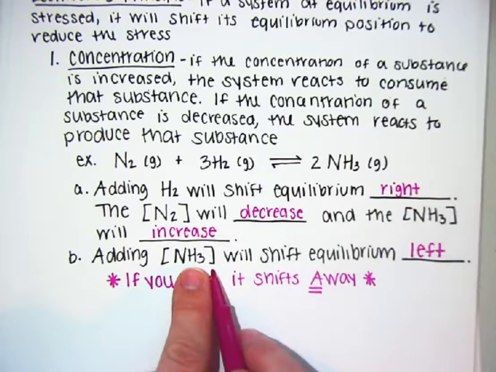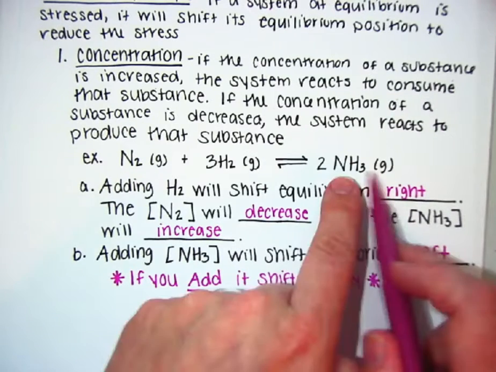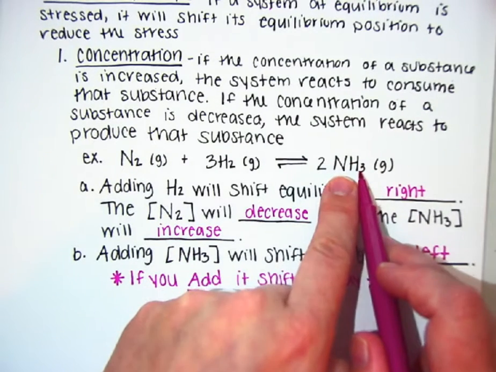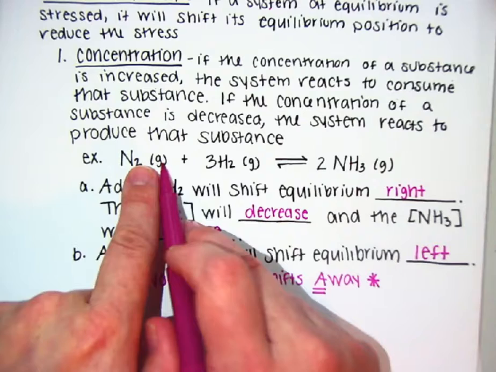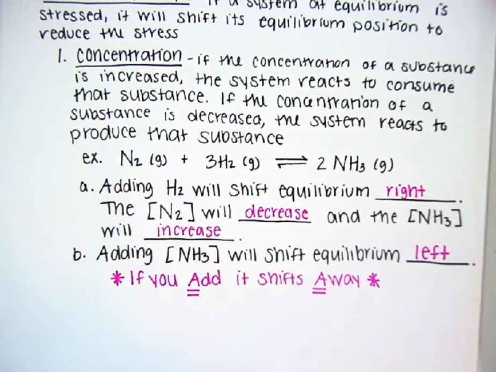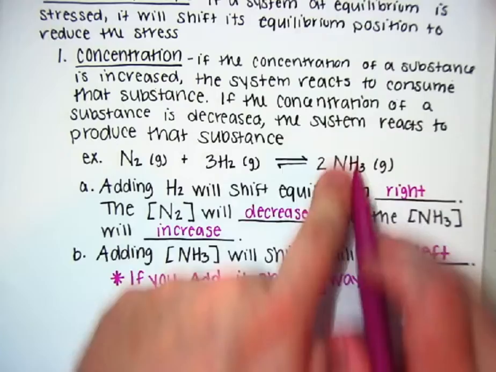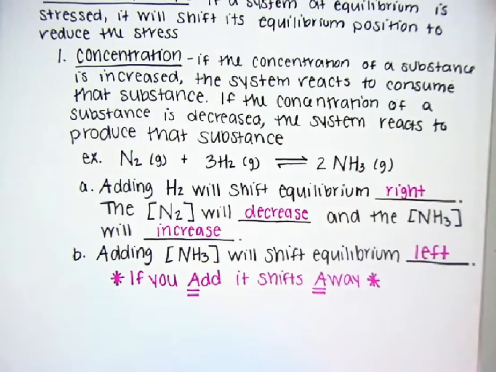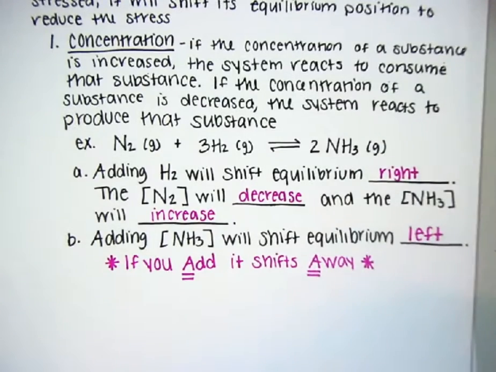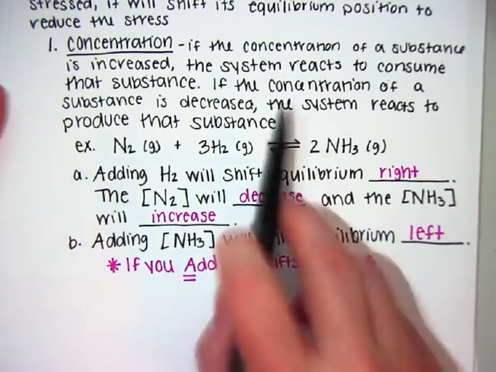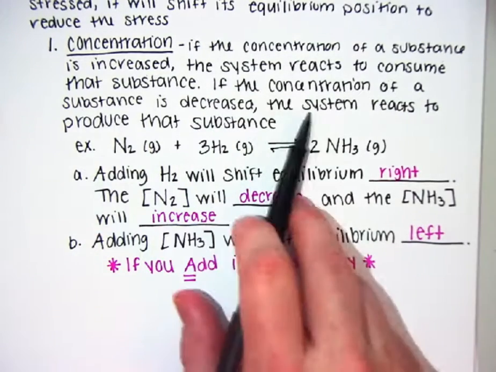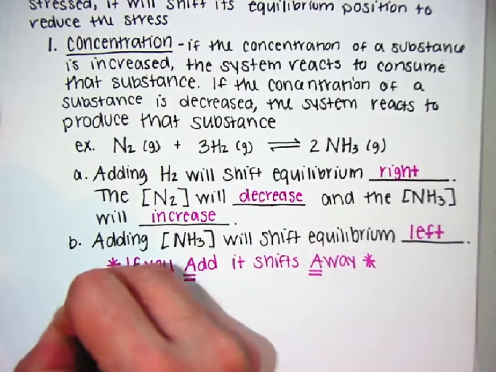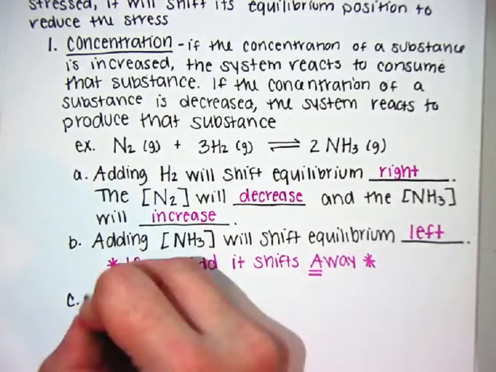If I added NH3, it went left. Ammonia is on the right-hand side. If I add, it shifted away. It's on the right side, so it shifted away, it went left. Add, it shifts away. What about if we remove something? If the concentration of a substance is decreased, it reacts to produce that substance. Let's look at what that looks like.